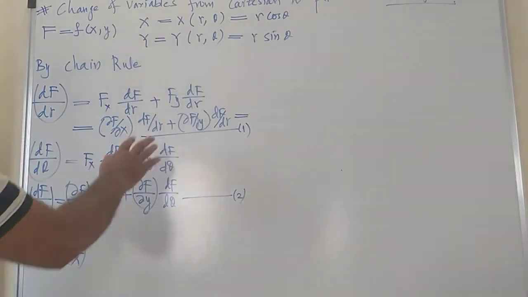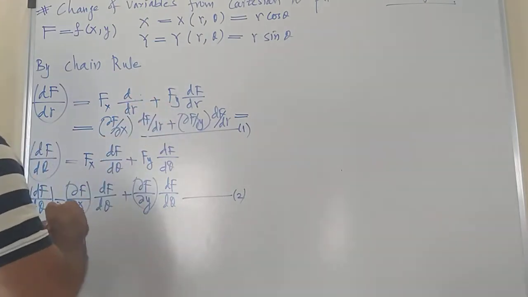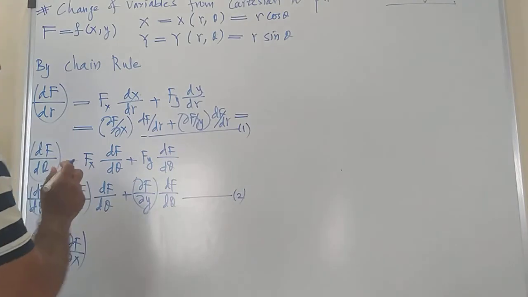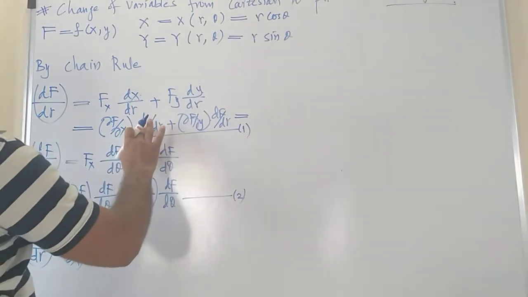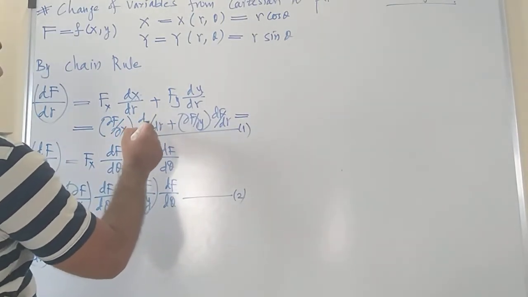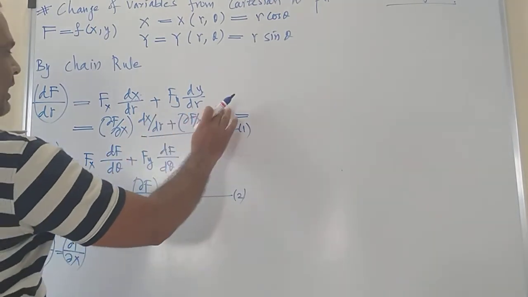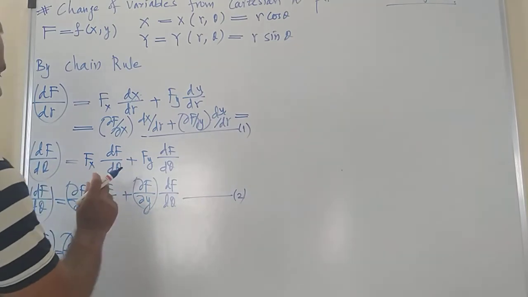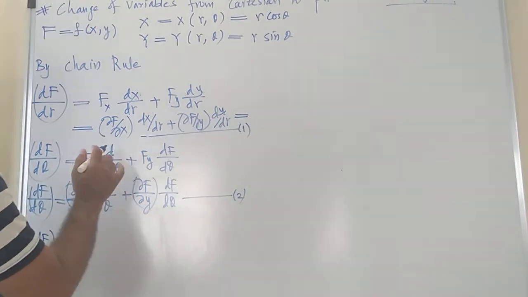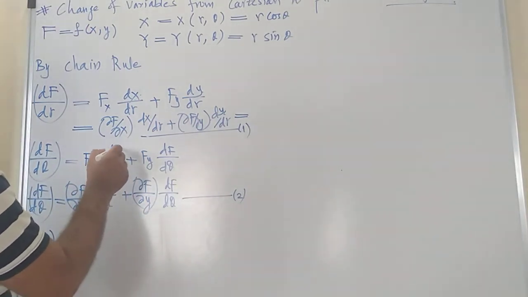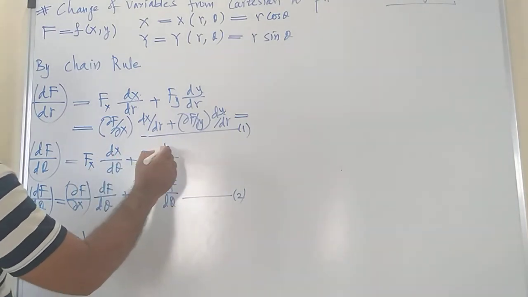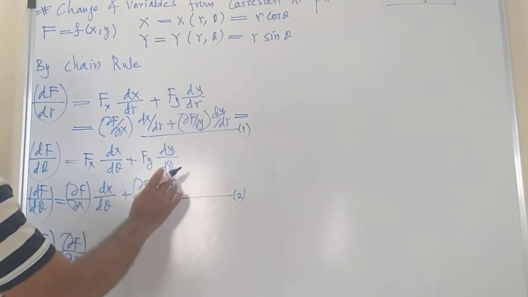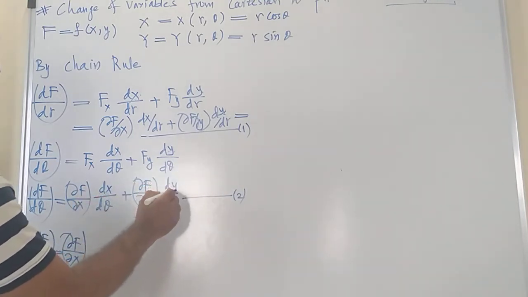Sorry, here it is not f, it's x. Dou x by dou r, dou y by dou r. Similarly, here we made a mistake. So dou x by dou theta, and this is dy by d theta. Similarly, here also. So this is dx, this is dy, this is dx, and this is dy.